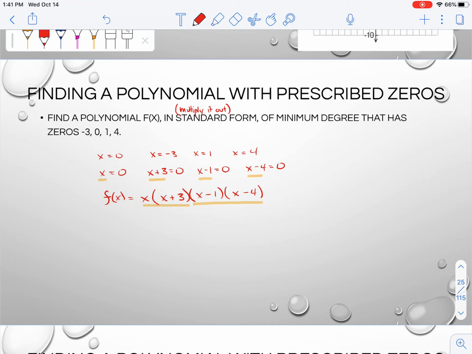So when I multiply the first 2 together, we're going to end up with x squared plus 3x. And when I multiply the second 2 together and combine like terms, we're going to have x squared minus 5x plus 4. Now I need to distribute both terms in that first to the second. So I'm going to have x to the 4th minus 5x cubed and plus 4x squared plus 3x cubed when I start distributing the second term, minus 15x squared and plus 12x.